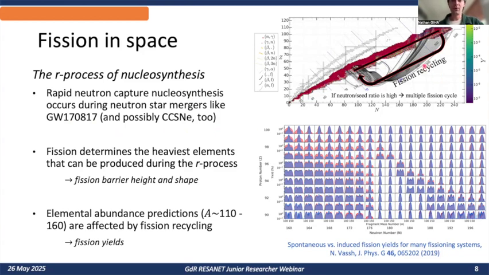And so for thousands of potentially fissioning nuclei, if you want to make a reaction network or something, you need to have the fission barrier height and shape so that you can decide when fission occurs. The other component of this fission recycling, where we go up and up and up with neutron capture, and then we go back down because of fission, is the yields. And that's also difficult to predict.